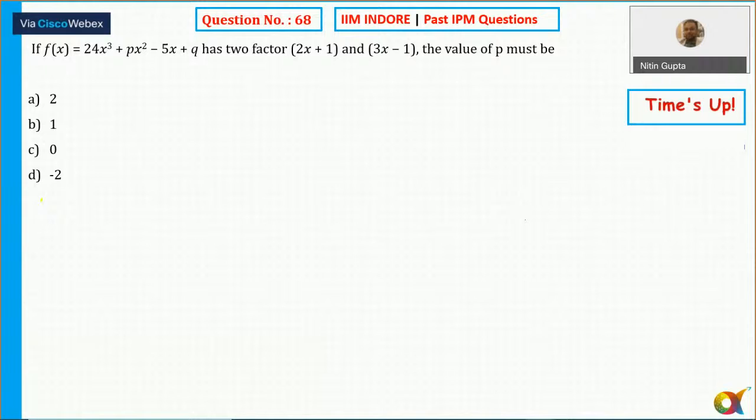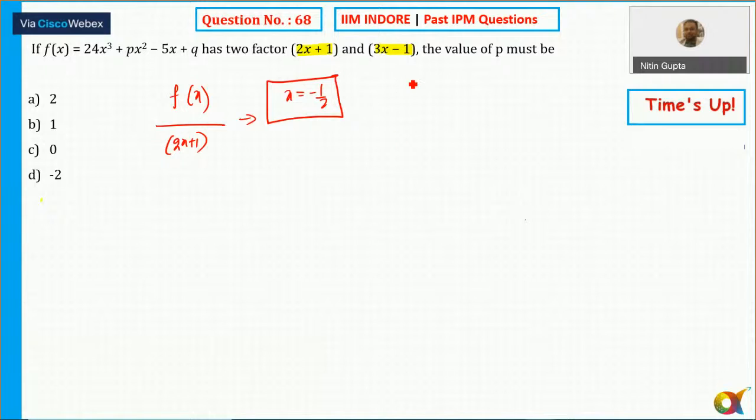It says f of x has got two factors, 2x plus 1 and 3x minus 1. Okay. So this f of x has got two factors. So it means it is divisible by 2x plus 1. If it is divisible by 2x plus 1, or I can say the remainder is 0 when I divide by this. So which means if it is a factor, means what? 2x plus 1 equal to 0. It means what? x equal to -1 by 2 of this equation. Yes or no? x equal to minus 1 by 2 is a root.